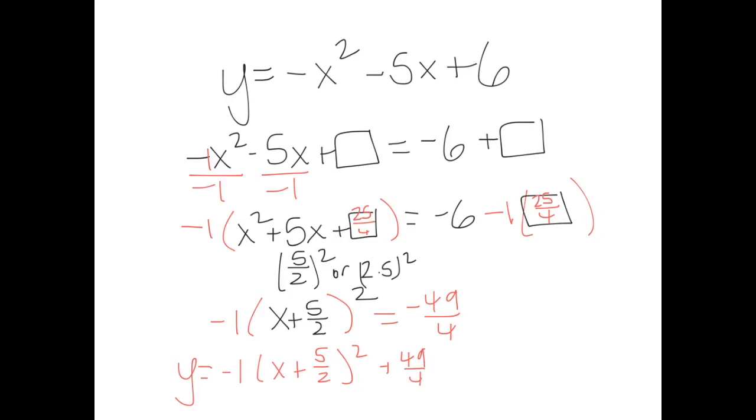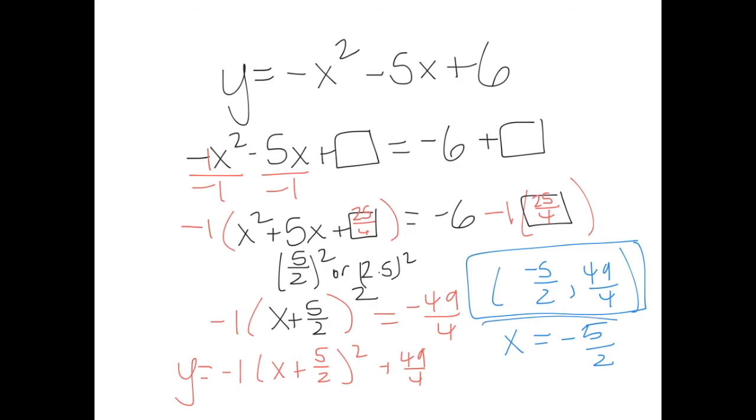All right, so your vertex is negative 5 over 2, comma 49 over 4. And your axis of symmetry is x equals negative 5 over 2. This is my vertex. This is my axis of symmetry.